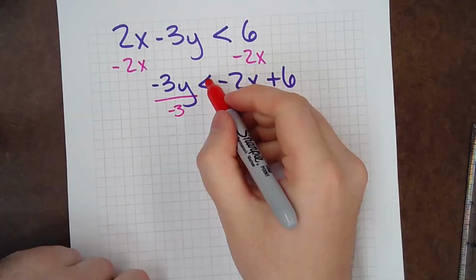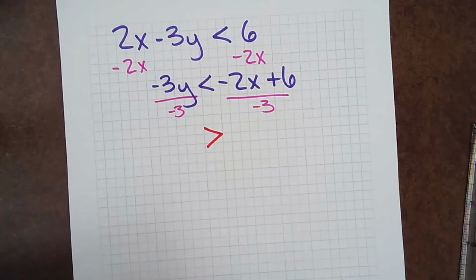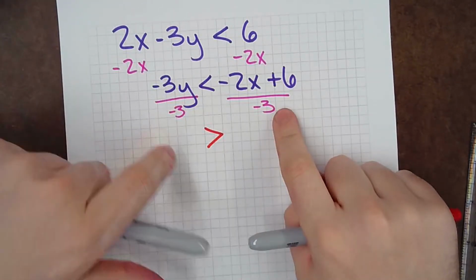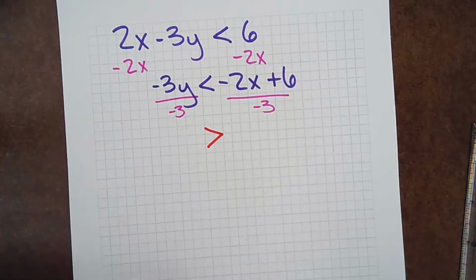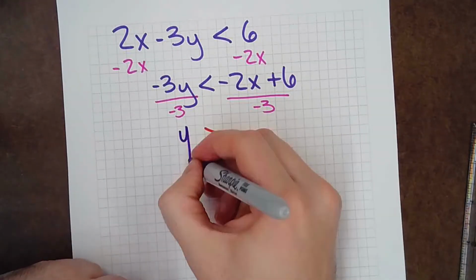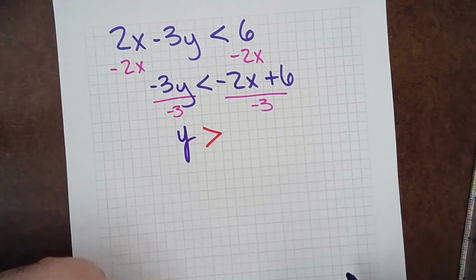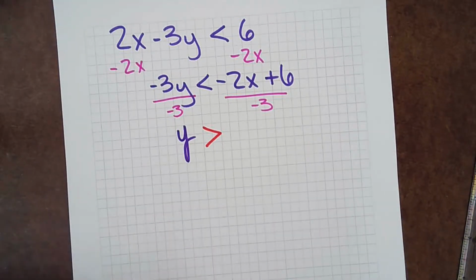So that sign right now is less than. I have to change it to greater than because I divided by a negative number. So whenever you divide or multiply by a negative number, you have to remember to flip the sign, otherwise your inequality gets goofed. It's a little bit different than an equation, right? There's no way to flip an equation when you divide or multiply by a negative.